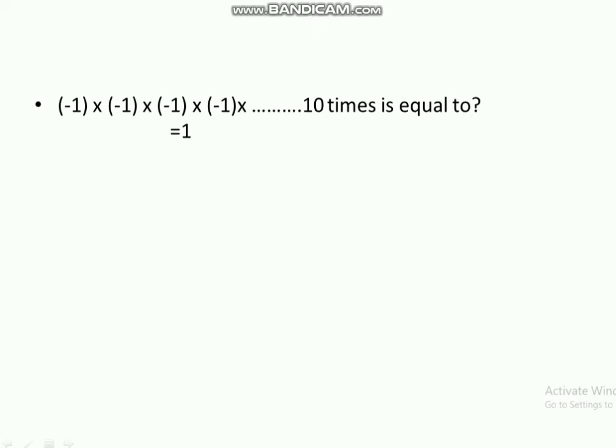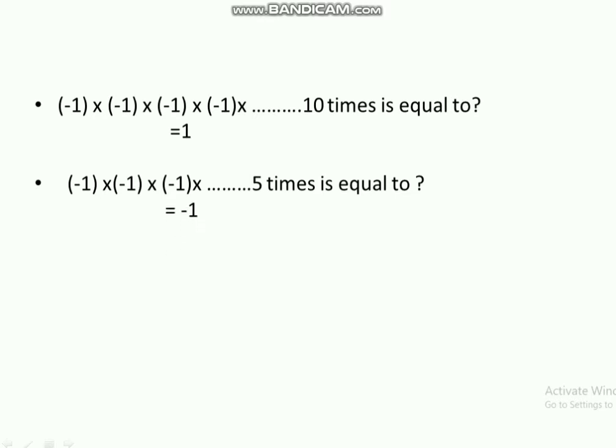The next question is negative 1 into negative 1 into negative 1 into etc., 5 times. That means we have to multiply negative 1 five times. What happens if we try to find the product of negative 1 five times? Ignore the negative signs and think about the answer when we multiply 1 five times. That's again 1.